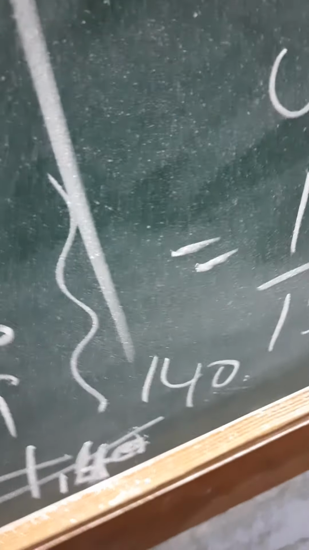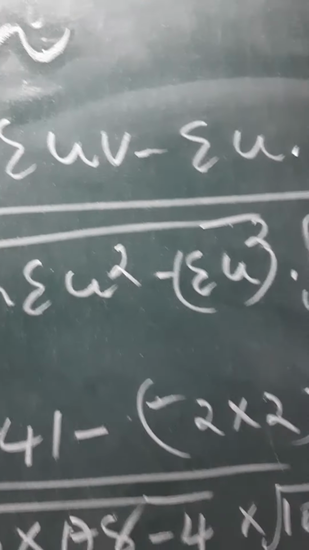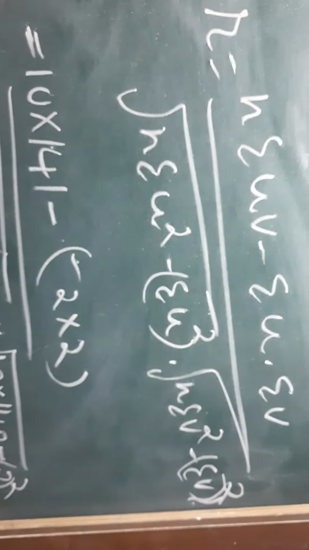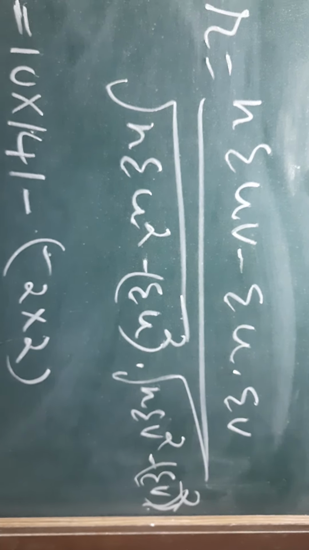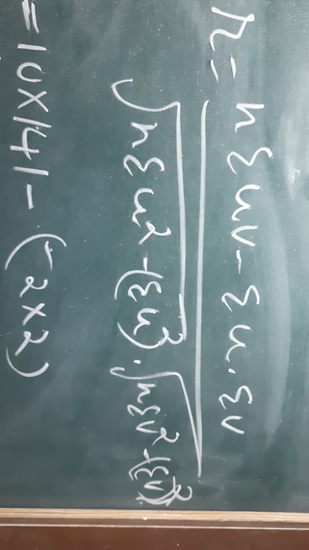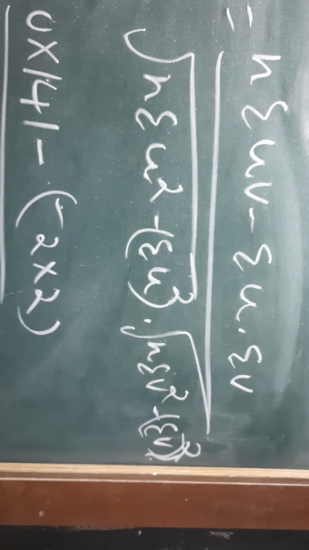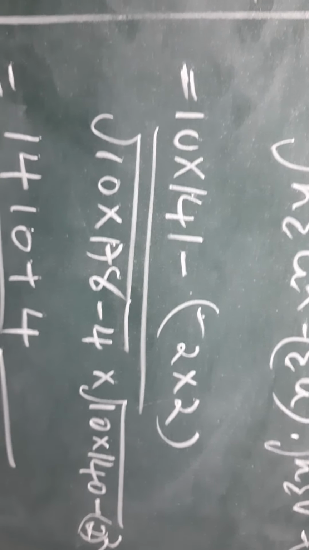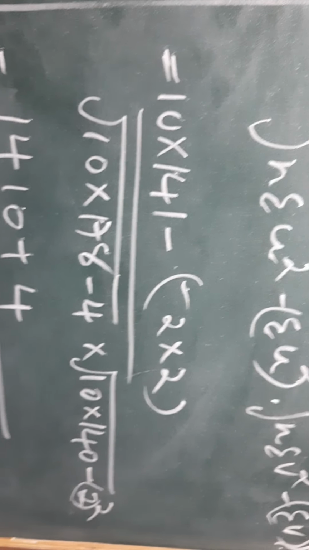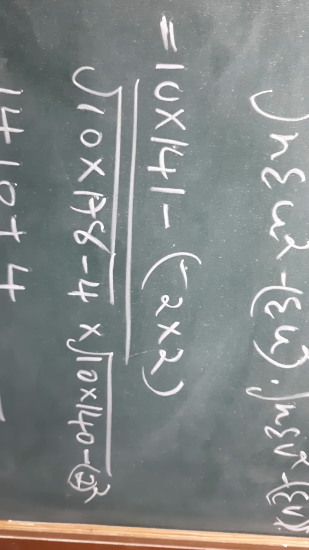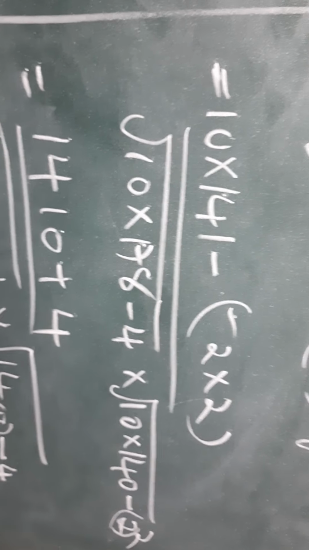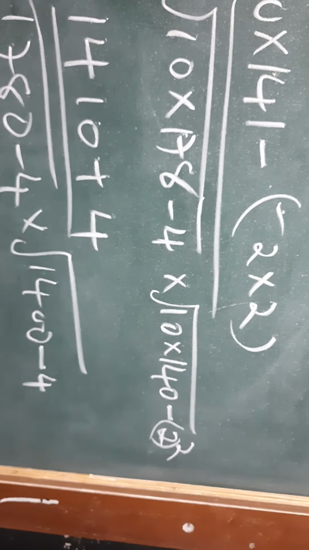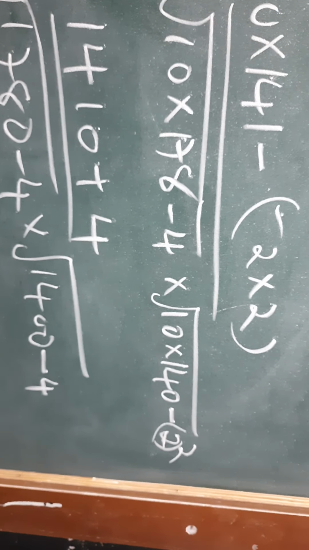Now we can apply the equation. R equals n sigma uv minus sigma u sigma v upon under root n sigma u squared minus sigma u whole squared into n sigma v squared minus sigma v whole squared. That is equal to, of course, n is equal to 10 here. So 10 into 141 minus 2 into 2 upon under root 10 into 178 minus 4 into 10 into 140 minus 2 the whole squared under root.